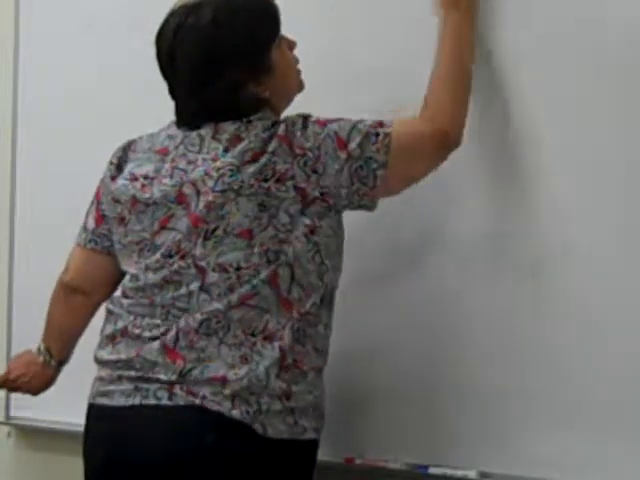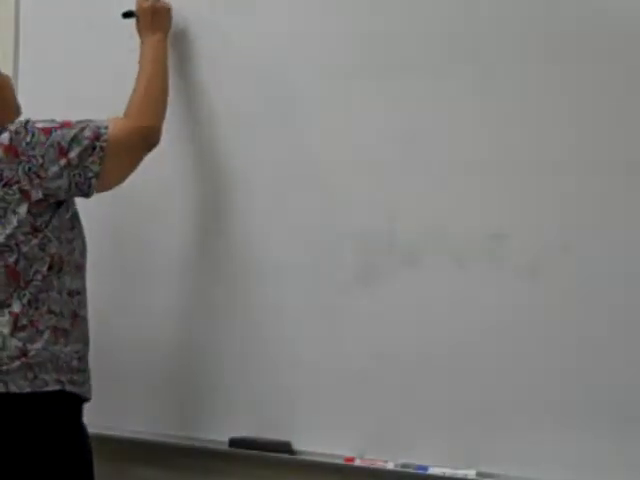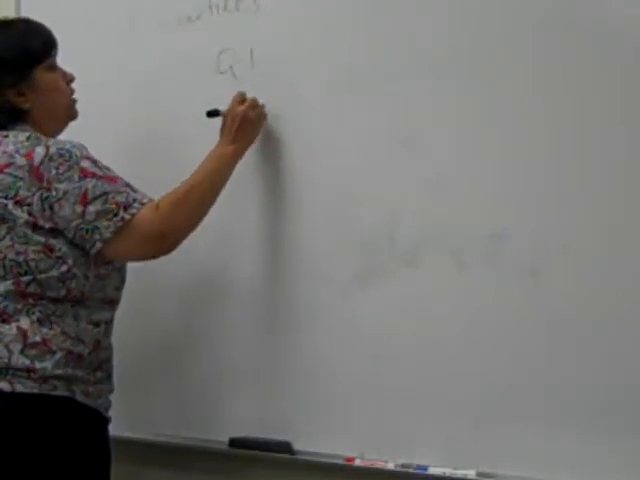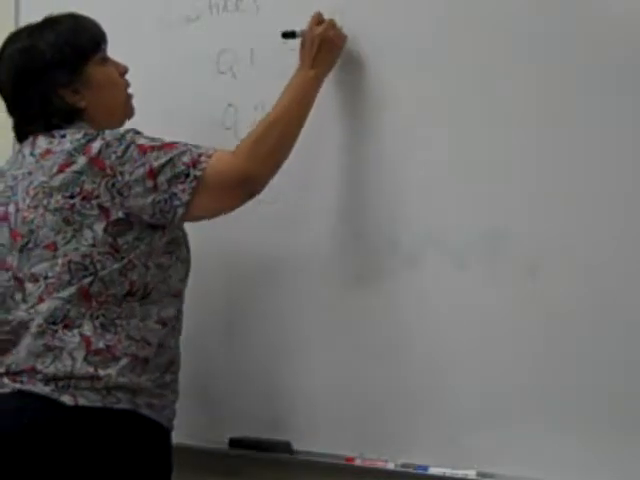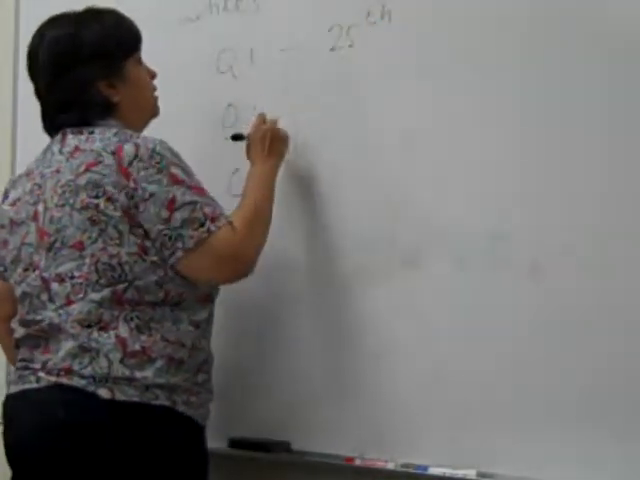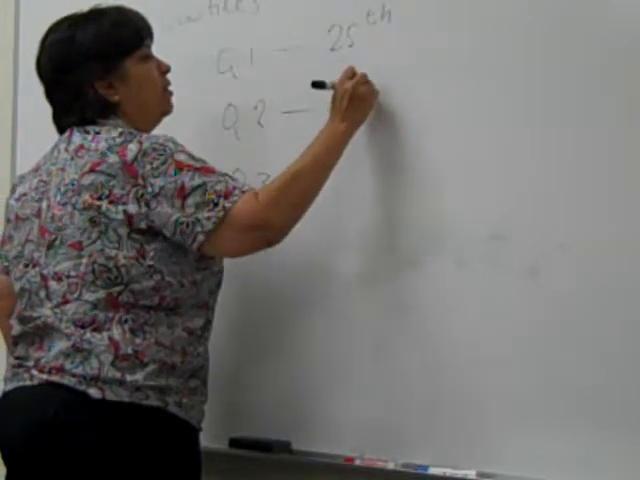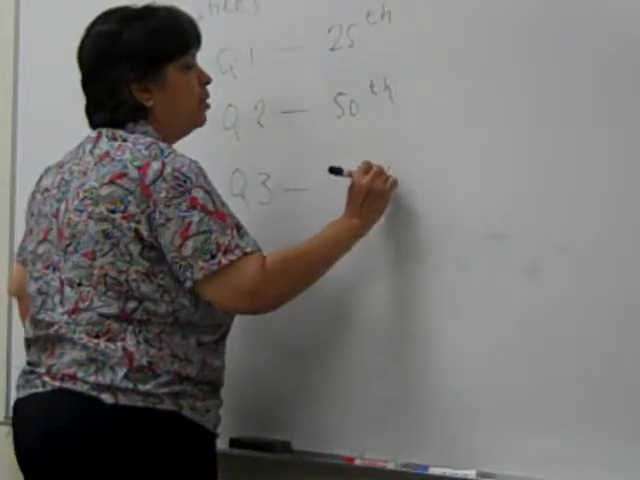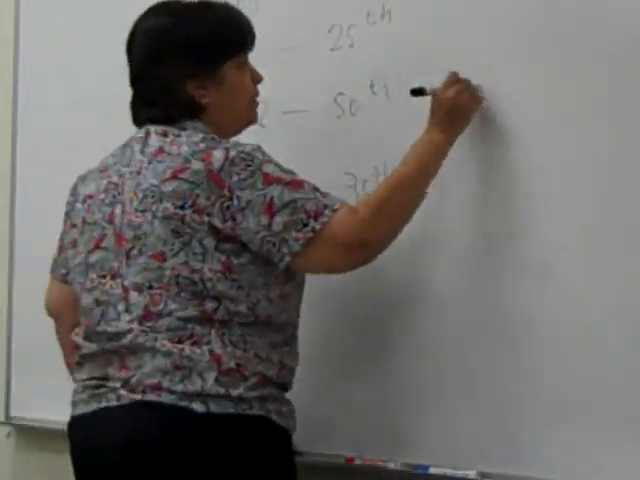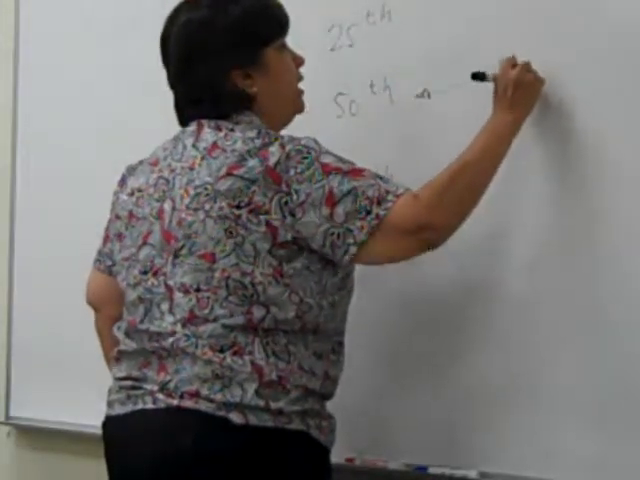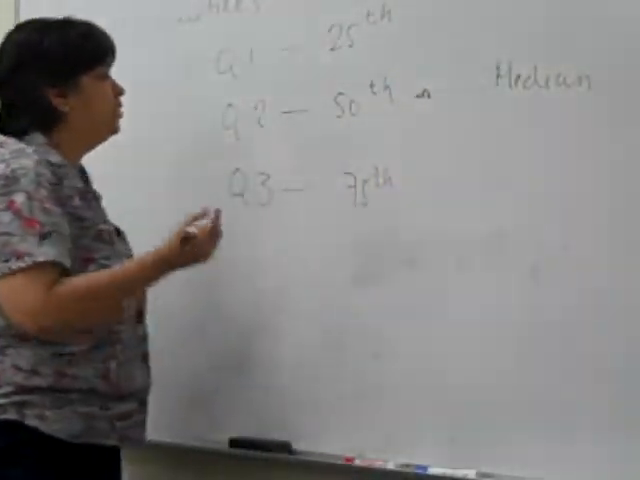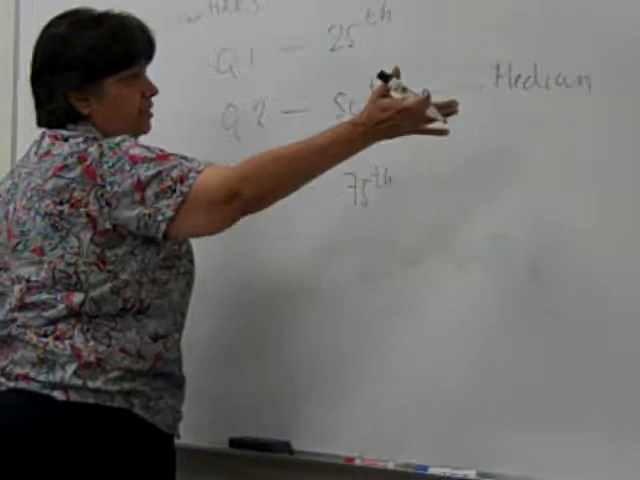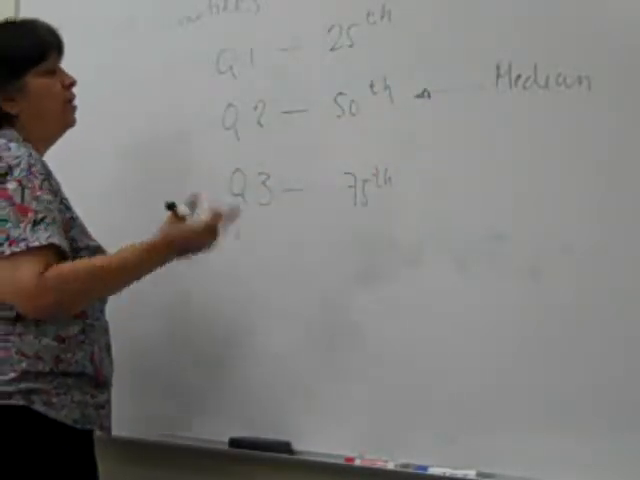Okay, talking about percentiles, we have to talk about quartiles. We have quartile 1, quartile 2, and quartile 3. Quartile 1 is the 25th percentile. Quartile 2 is the 50th percentile, and quartile 3 is the 75th percentile. And remember, the 50th percentile is also called the median. Why? Because by definition the median is the 50th percentile.